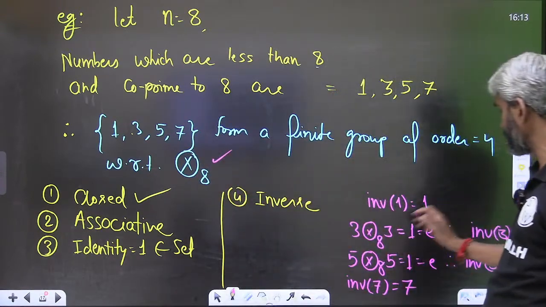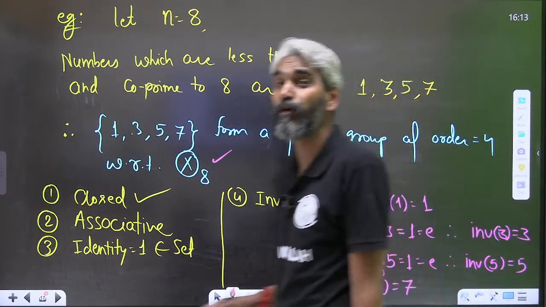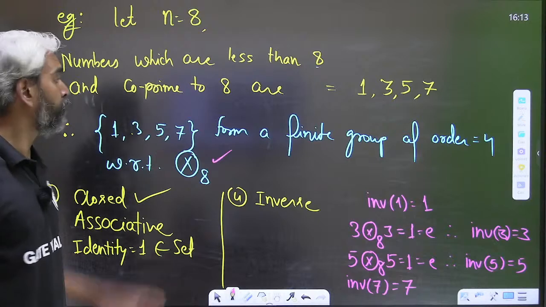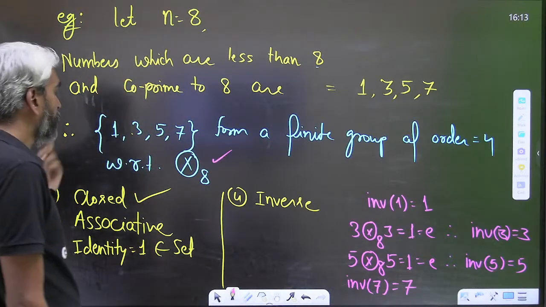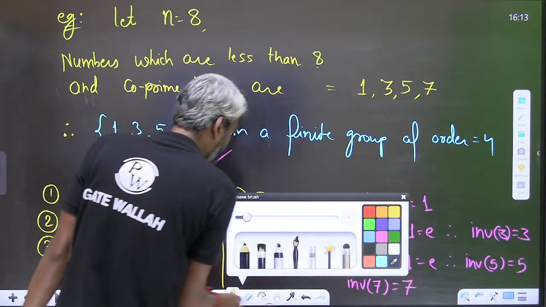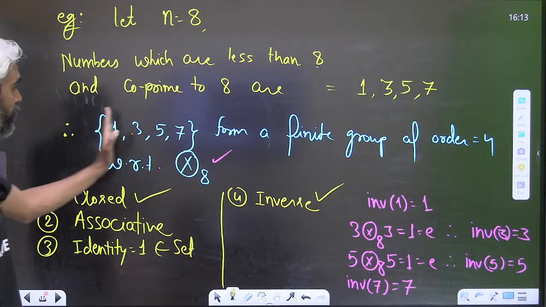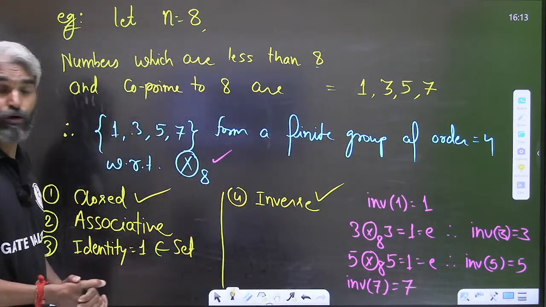You can see inverse of 1 is 1, inverse of 3 is 3, inverse of 5 is 5, inverse of 7 is 7. But it is not necessary for every group with respect to multiplication modulo, and we'll take some other example as well so that you will understand that it is not necessary. So inverse is also present for every element of the set within the set itself. Therefore, the set 1, 3, 5, 7 forms a group with respect to multiplication modulo 8.